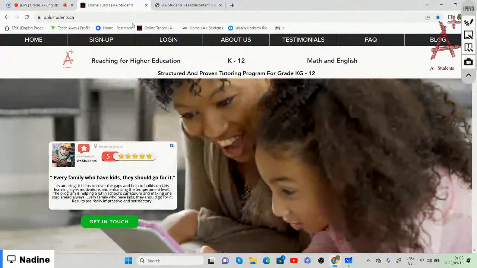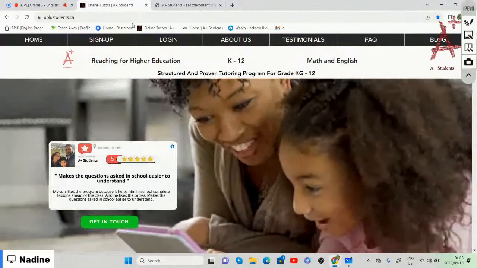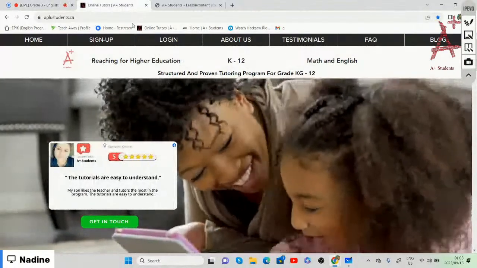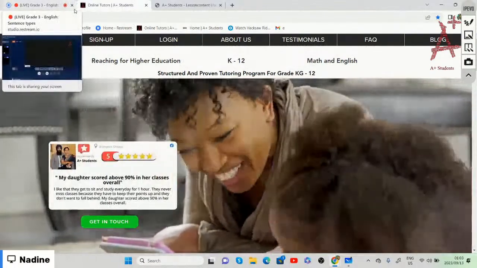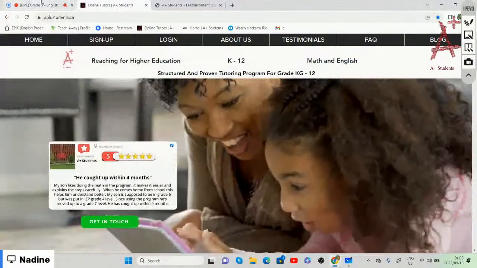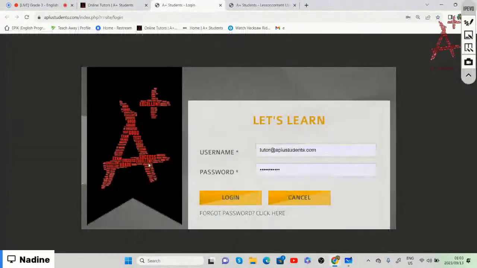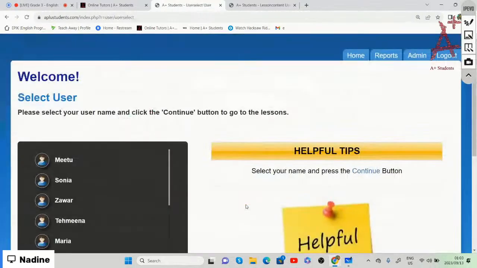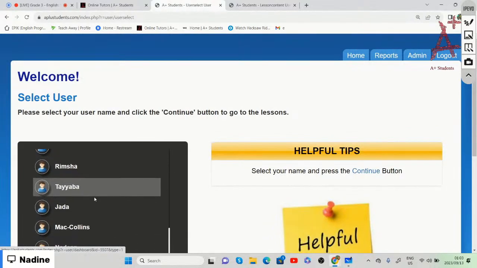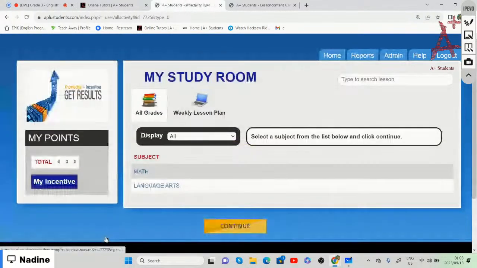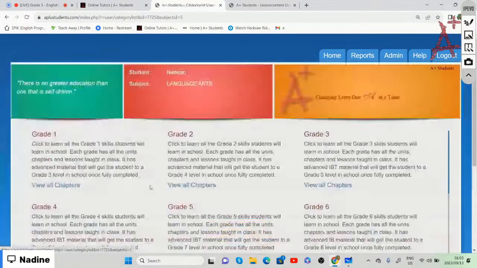All right, so for today, we will be doing our grade 3 English lesson on sentence types. Before we start with our lesson, we're going to log in to aplusstudents.ca with our username as well as our password. Once we've logged in, we are going to select the subject of Language Arts, grade 3.